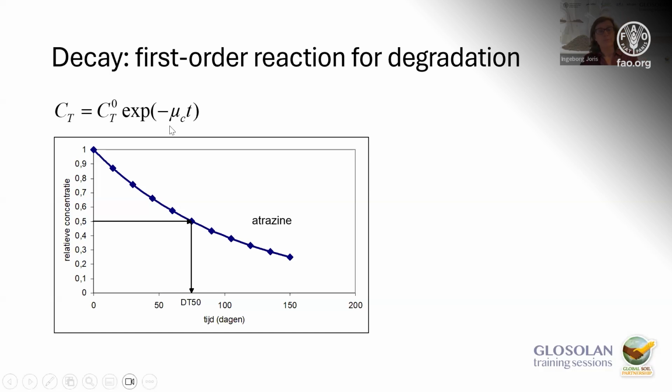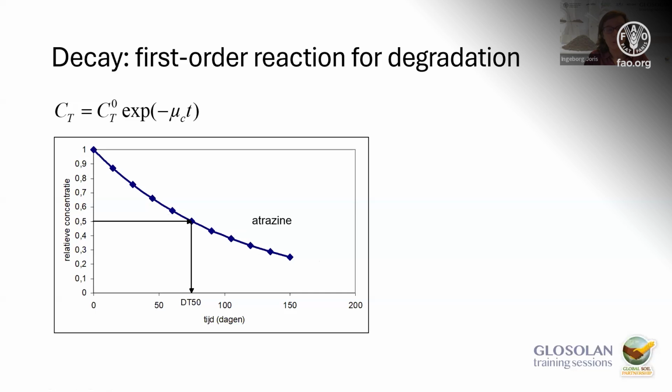This means that the rate of degradation actually depends on your concentration. If you look at it as a function of time, you can see that your initial concentration that is present will, of course, go down with time. And this follows then first order kinetics. This is an example for atrazine. And you can see that if you would start from a concentration 1, well, it's here a relative concentration, so your initial concentration is 1. This is your C at T0.